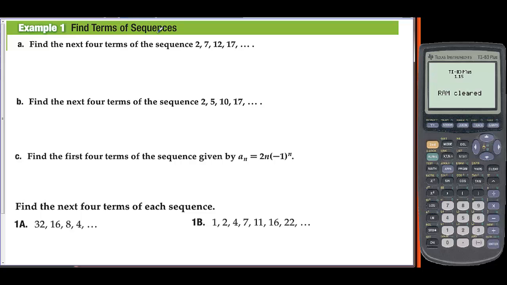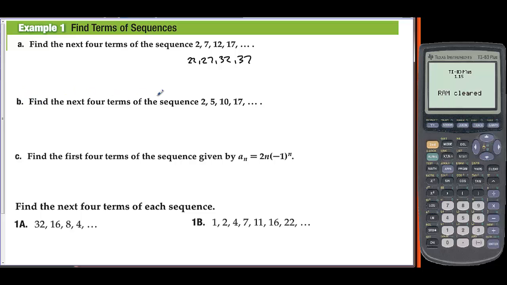Example 1, find terms of sequences. Find the next 4 terms of the sequence 2, 7, 12, 17. With each of these, we're adding 5 to get the next one. So we have 22, 27, 32, and 37 as the next 4 terms. Each time we add 5.